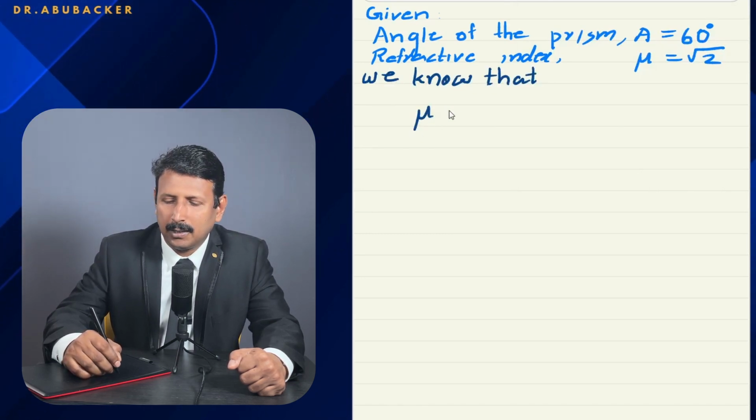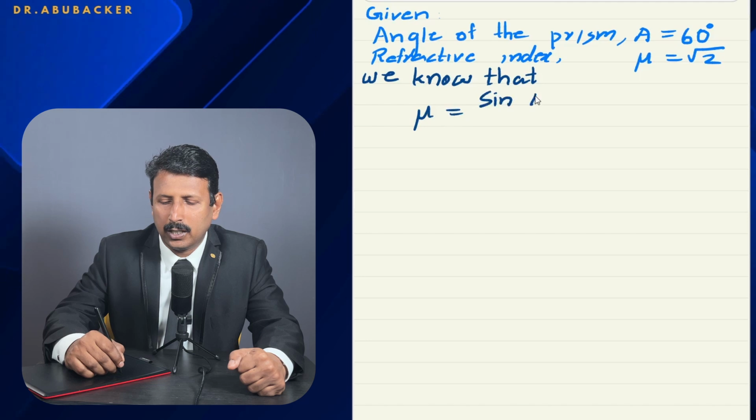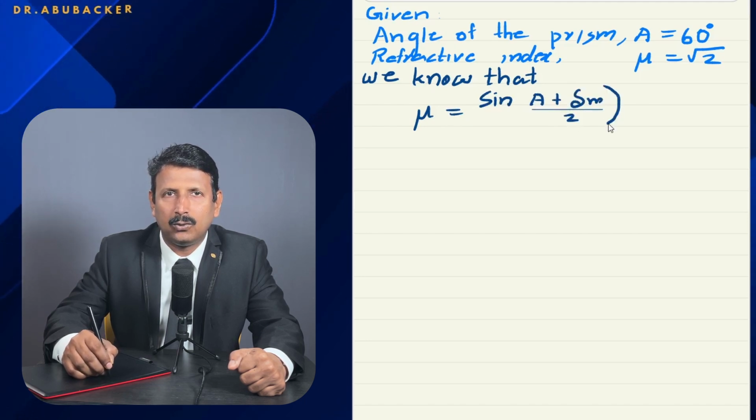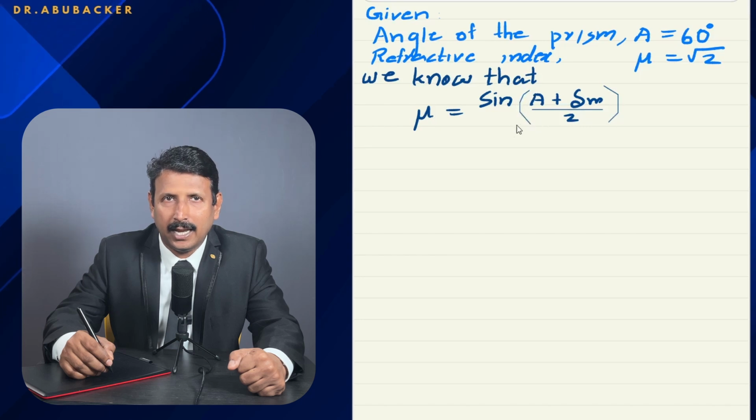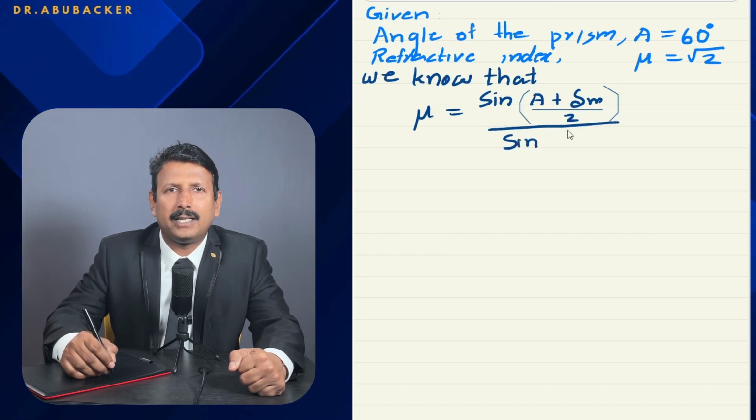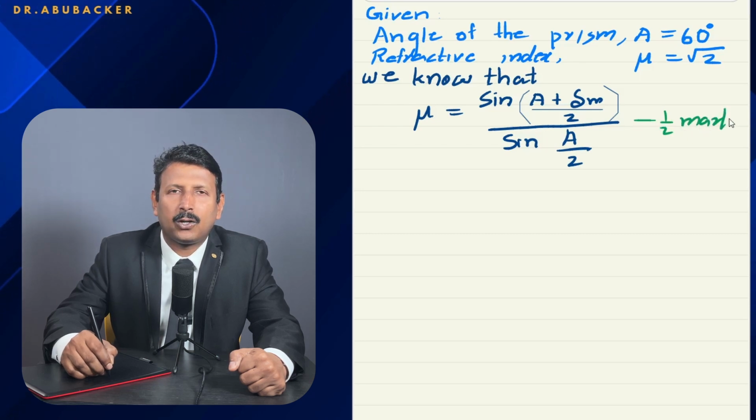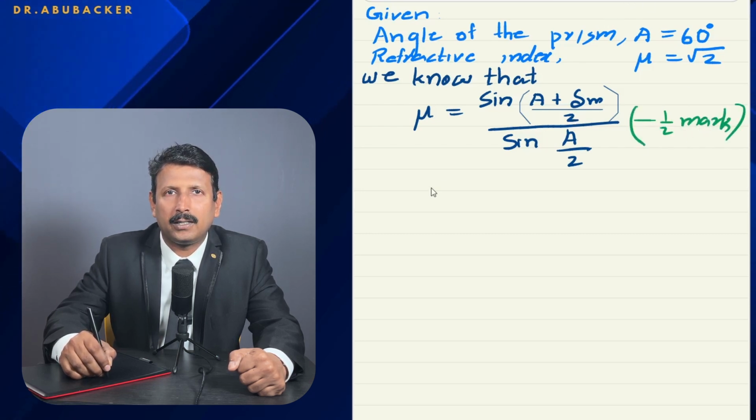So next we will write the basic equation. We know that mu, that is refractive index, is equal to sine (A plus delta m) by 2. Some people write capital letter D there, A plus D by 2, same thing. A plus delta m by 2 divided by sine A by 2. So here, just for writing this equation, you will get half mark.